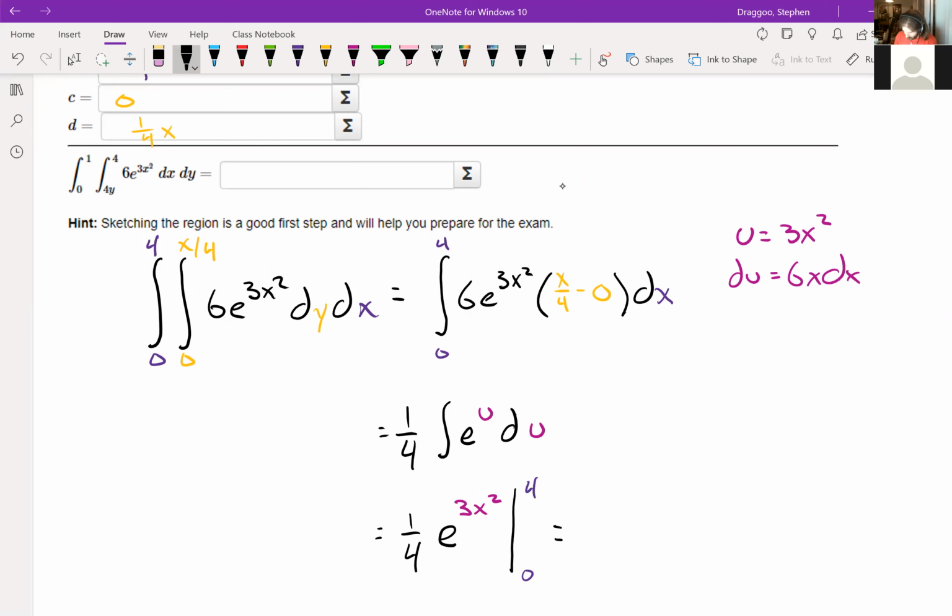So plug all that stuff in. 1 over 4 times e to the 48. Right, 3 times 16 will be 48. Minus e to the 0 is 1. And so that's what we would ultimately want to put up there in the box. So I'll just mark it with a star rather than trying to rewrite it again.